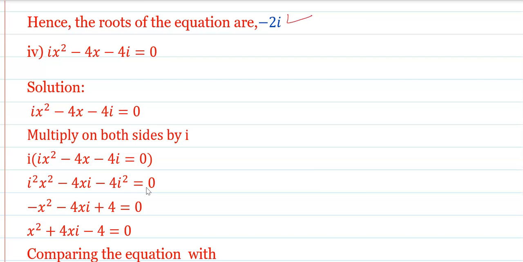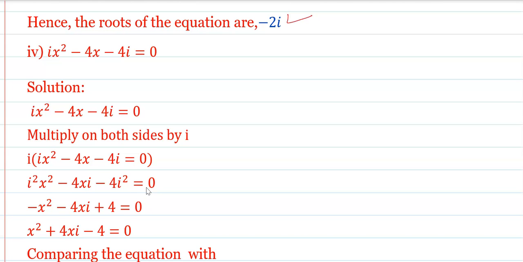i into i is i square into x square, and then i into minus 4x is minus 4xi, i into minus 4i is minus 4i square, that equals 0. i square means minus 1. Again, i square means minus 1. This minus and minus will become plus. Okay, minus x square minus 4xi plus 4 equals 0.